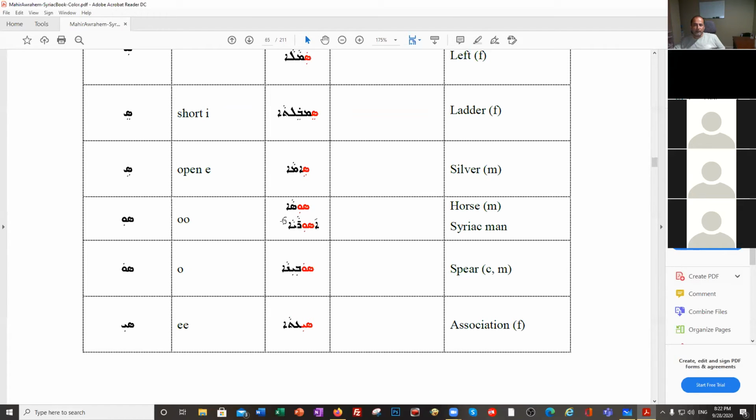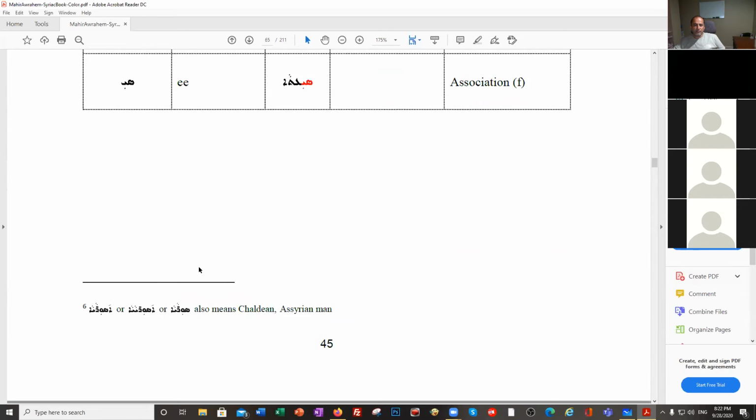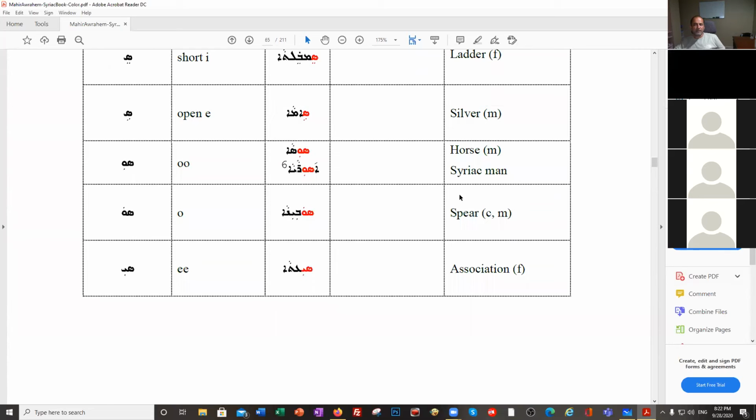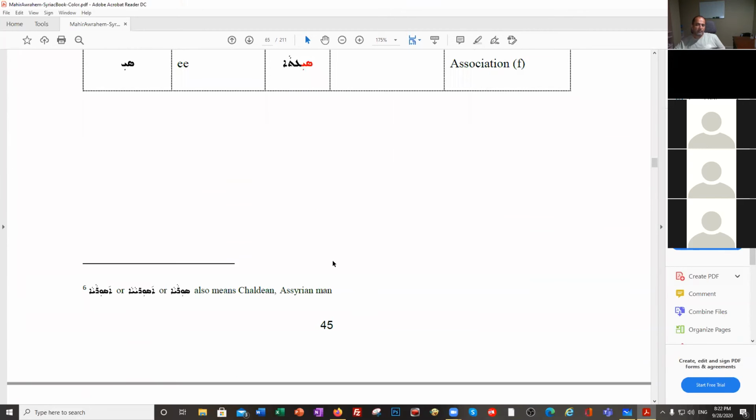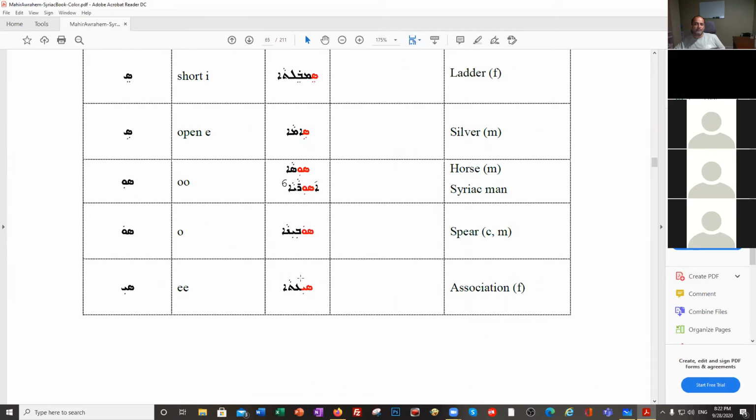And we're going to learn what exactly Suraya means. Suraya for male, also spelled without alap at the beginning, also means Chaldean, Assyrian man. So here I say Syriac man, which also means Chaldean or Assyrian man. It is not a religion. Again, most people think Suraya means Christian. Wrong. There are two different words. Suraya is the name of a nation.